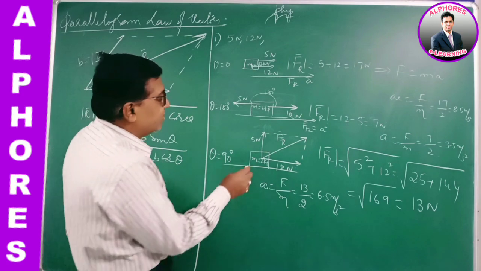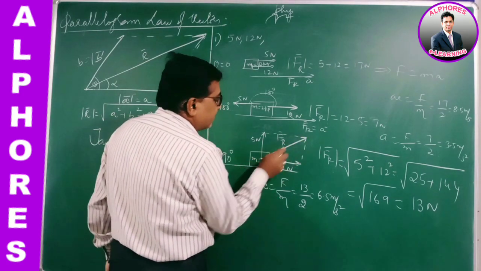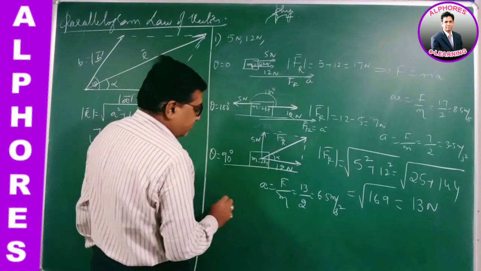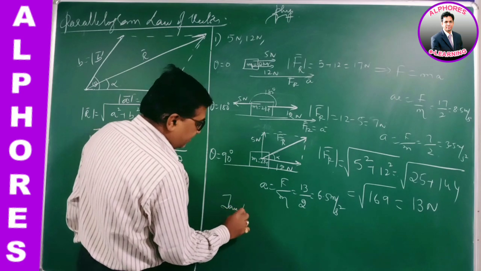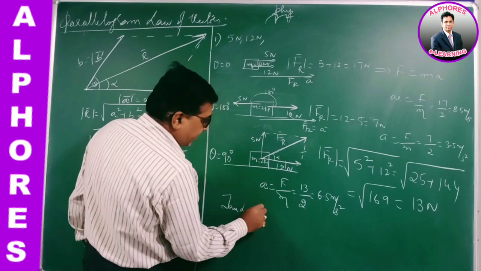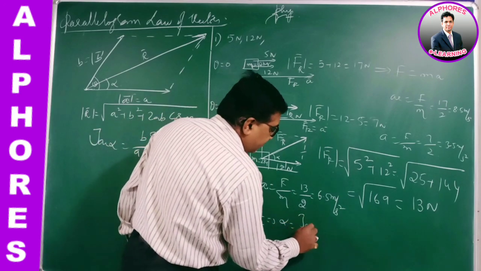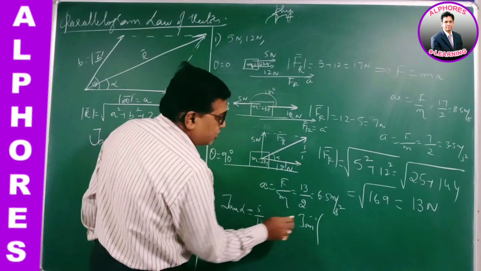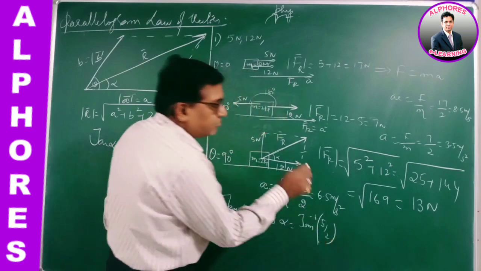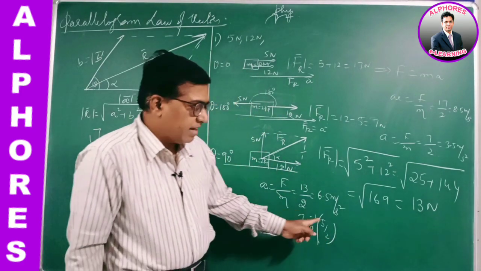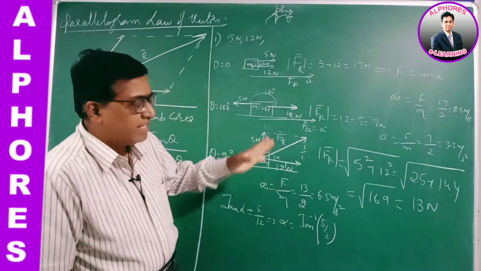Now what is the direction? This is the direction. The angle is alpha. Well, tan alpha is equal to opposite by adjacent, 5 by 12. So the direction alpha is tan inverse of 5 by 12. Right? So find the tan inverse value, you will get the angle.